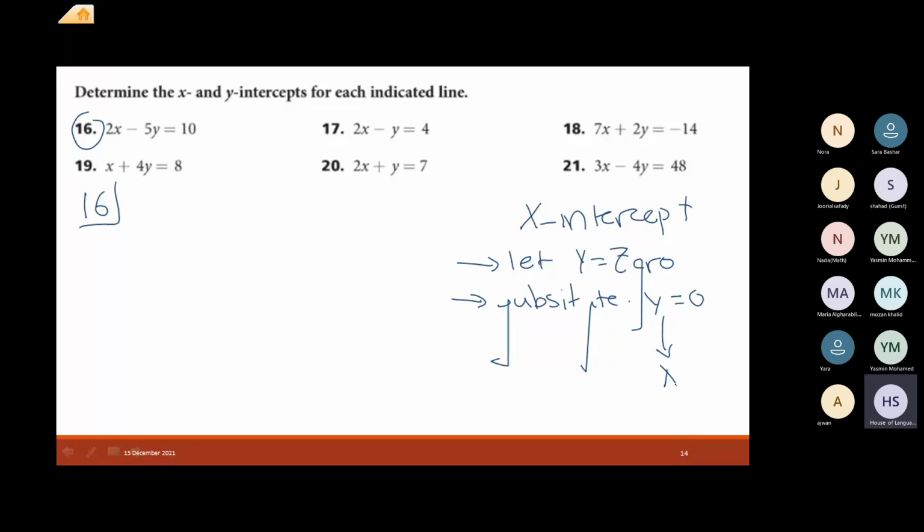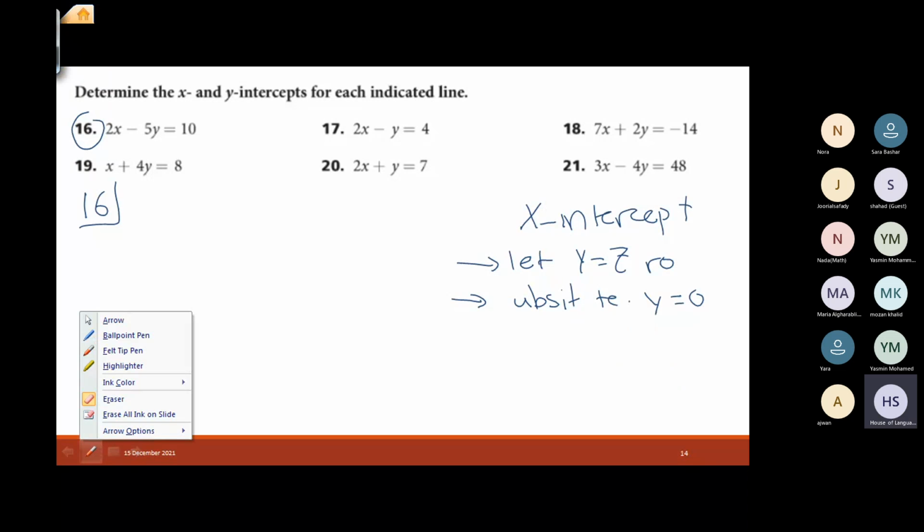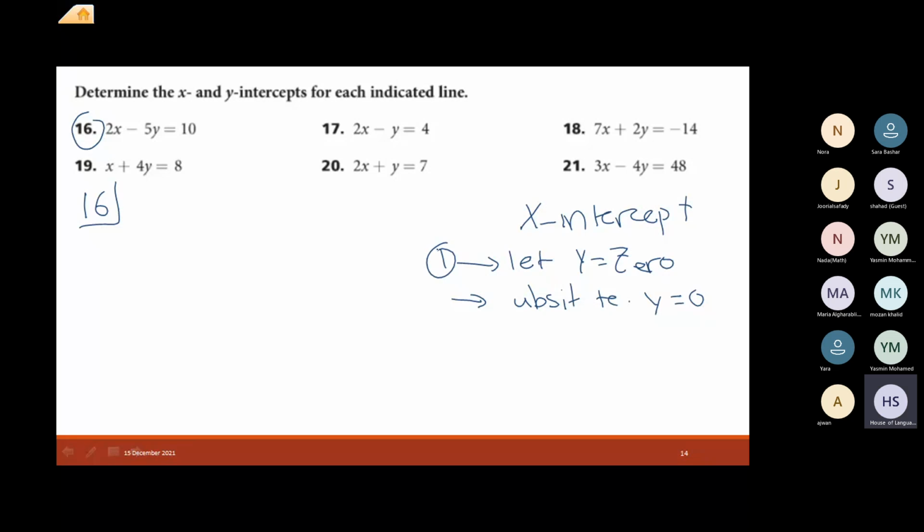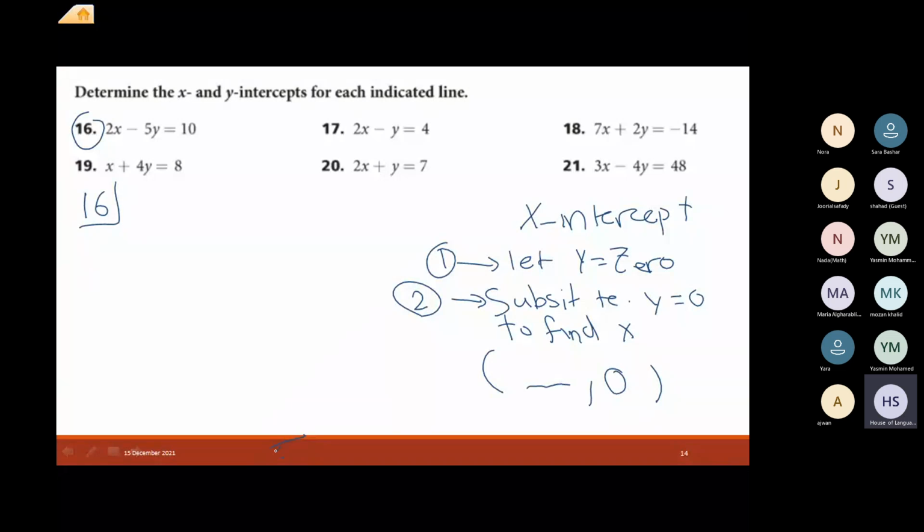So to find the x intercept, let y equal 0. This is the first step. The second step, substitute y with 0 to find x. Then write the coordinate as, since y is 0, write 0 for y here and here write the number.